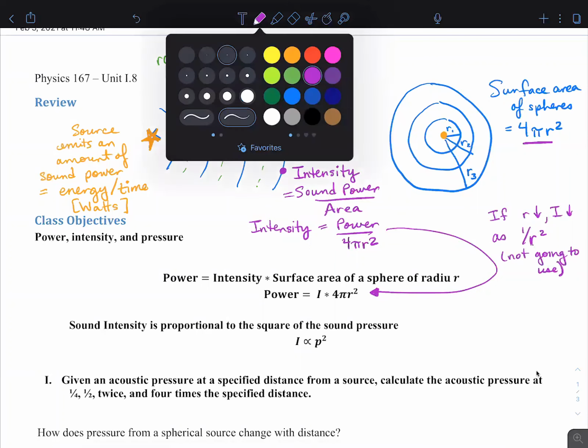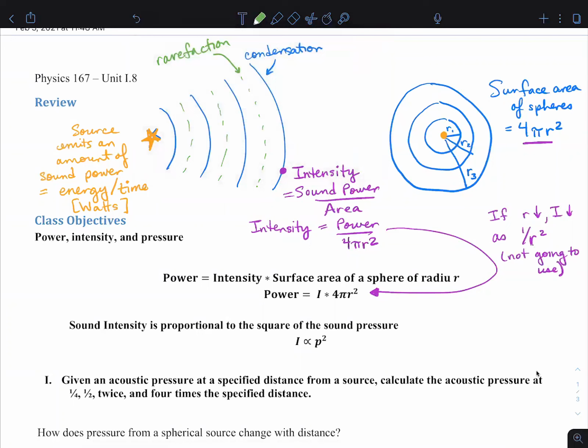What we are going to use instead is the sound pressure. The pressure decreases as the radius increases. Sorry, let me write my arrows so I get it right. If the radius increases, the pressure decreases, and the pressure is proportional to 1 over r. So what does that mean?